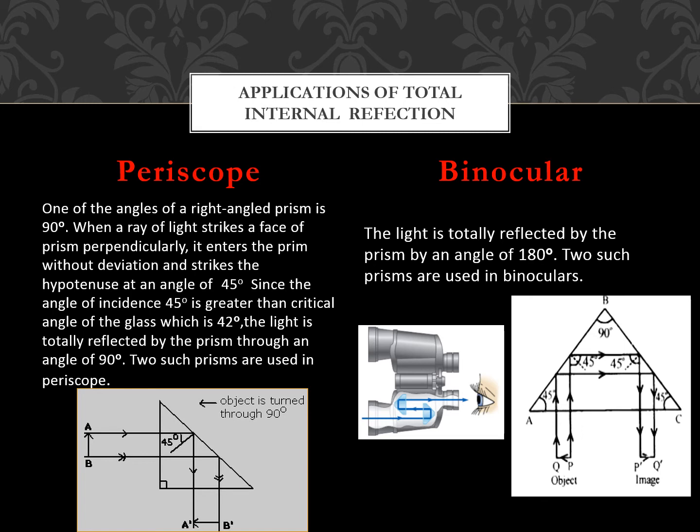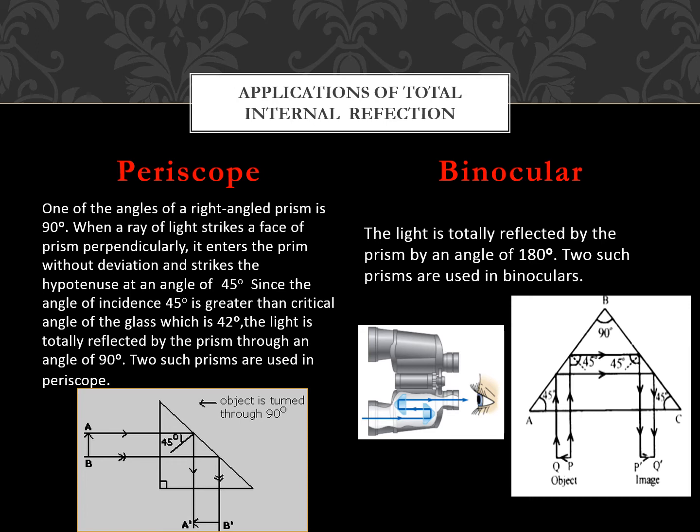On the other hand, when we discuss the binocular, as you can see in the image clearly, the light is totally reflected by the prism by an angle of 180 degrees. Two such prisms are used in the binoculars.